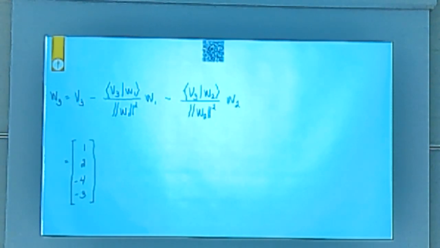There's V3 minus V3 dotted with W1. Well, W1 is just all ones. 1 times 1 is 1, plus 1 times 2 is 3, plus negative 4 times 1 is negative 1, plus negative 3 times 1 is negative 4. Right now, over the norm of W1 squared.